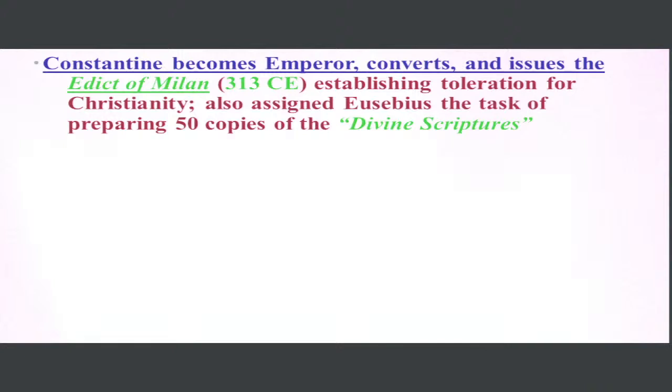Constantine becomes emperor and things change significantly because he has something of a conversion experience to Christianity, but the most important thing is he issues an edict that allows Christianity to be recognized as legal and appropriate, and he even asks that the divine scriptures be translated and distributed among the people, copied.